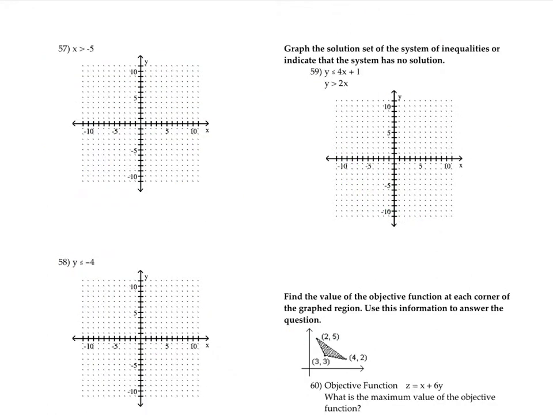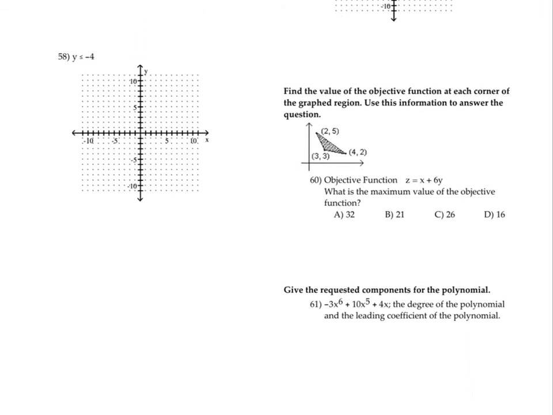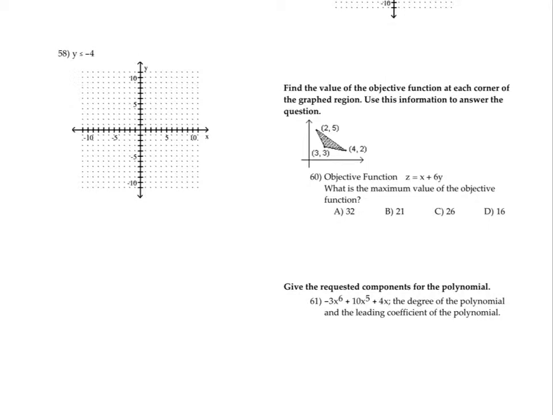X is greater than -5. Go to the x-axis. Find -5. It's a vertical line, and it's dashed because it's not equal to. Think about it. Where are the numbers that are bigger than -5? Well, that's to the right. This direction. Y is less than or equal to -4, so you go to the y-axis where -4 is, and now it's a solid line at y is -4, and it's less than, so you shade below.